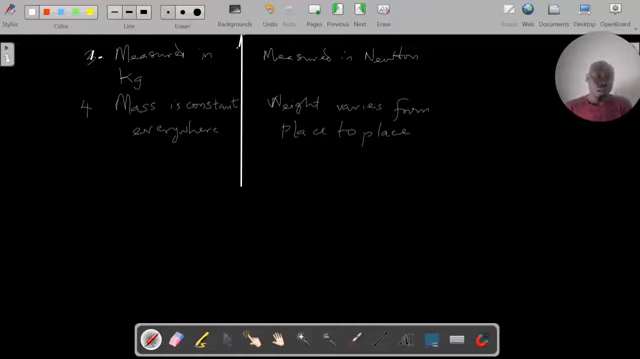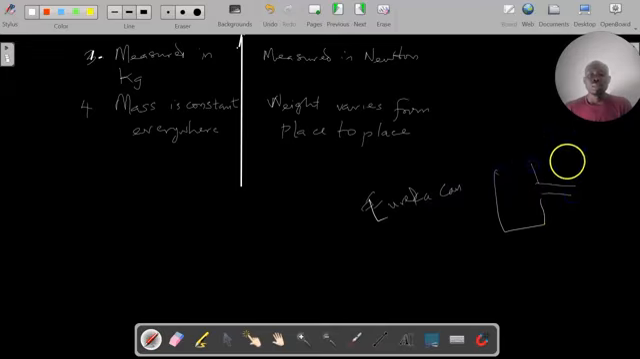Some irregular objects are measured using what we call a Eureka can. A Eureka can is a can that looks something like this. Once the irregular shape is dropped into the water, the spillover of the water goes into a cylinder that can be used to measure the volume of the irregular object. But for a regular shape, you can simply measure the volume of the shape, whether length, breadth and height, or any other.